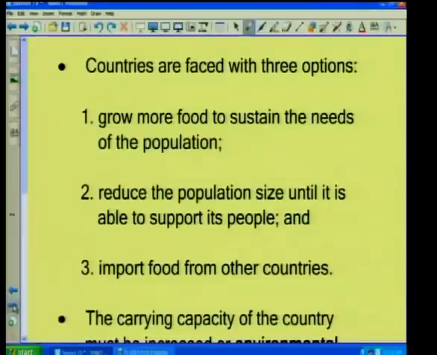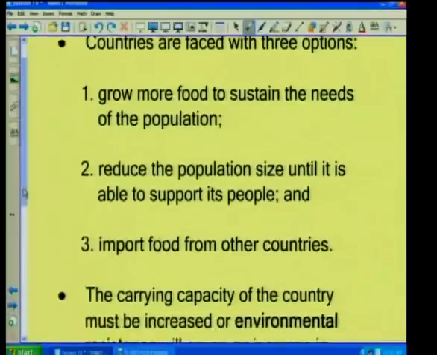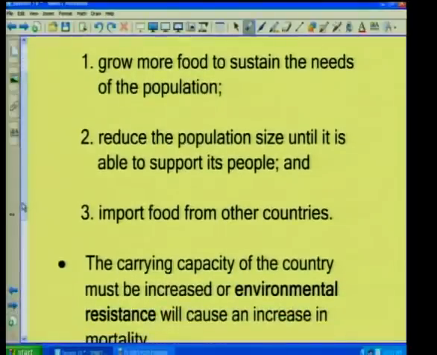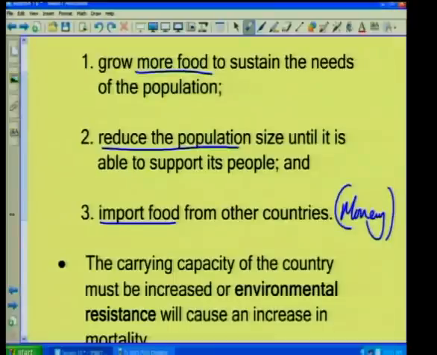Countries are faced with three options, and you need to know these three options. Firstly, they can grow more food, so they can sustain their populations. They can reduce the population size. Or they can import food. But if they import food from other countries, what do they need? They need money. And very often, your third world countries don't have the money to import. So they rely on the world to give them things and donate things.